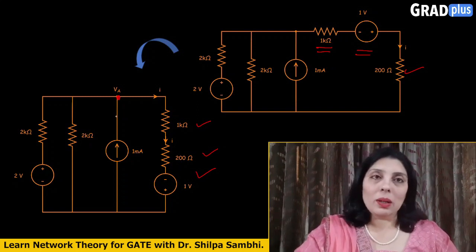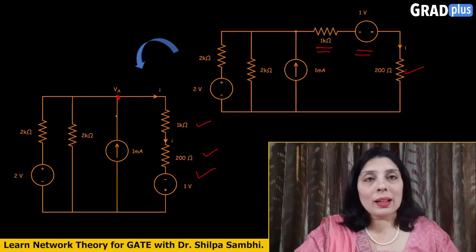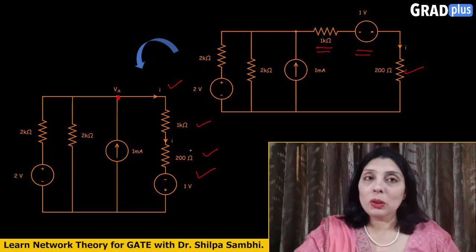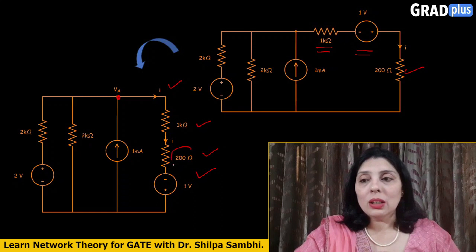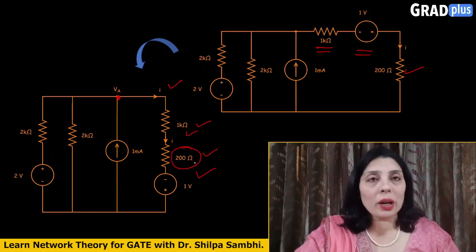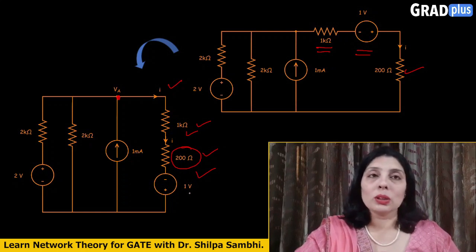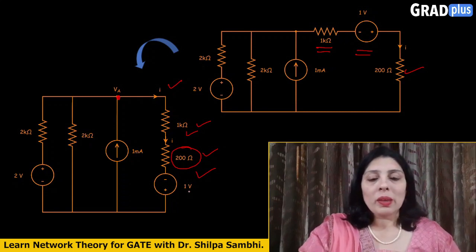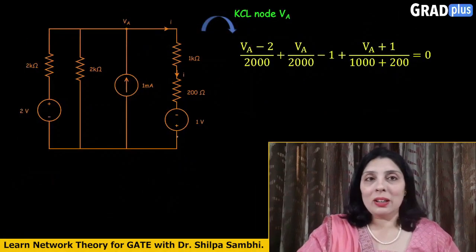Now if we are able to calculate the value for VA and then use Ohm's law, V divided by R, to calculate the current through this branch, that means we will be able to calculate the current through the 200 ohm resistor, because this 1 kilo ohm, 200 ohms and this 1 volt voltage source, they all are in series. So that means the same current would be flowing through this branch. So let's calculate VA by applying Kirchhoff's current law here.